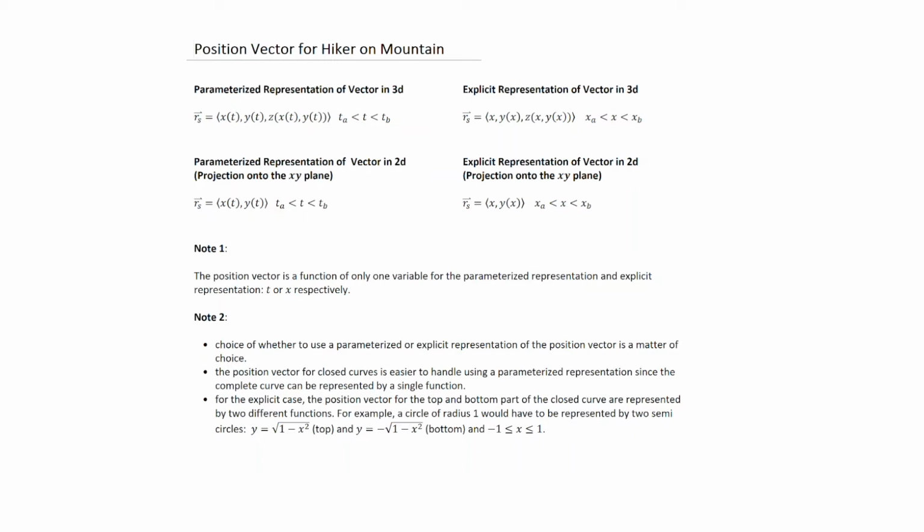So for example, the position vector for closed curves is easier to handle using a parameterized representation, since the complete curve can be represented by a single function. For the explicit case, the position vector for the top and bottom part of a closed curve are represented by two different functions. For example, a circle of radius 1 would have to be represented by two semicircles. That is, y equals square root of 1 minus x squared, which is the top portion, and y equals minus square root of 1 minus x squared, which is the bottom portion. And x would vary between minus 1 and positive 1.